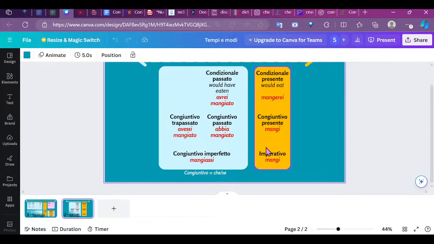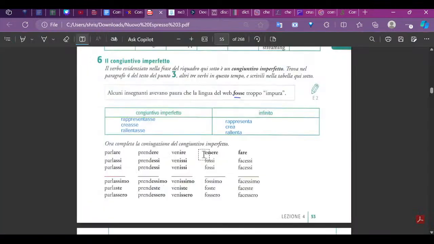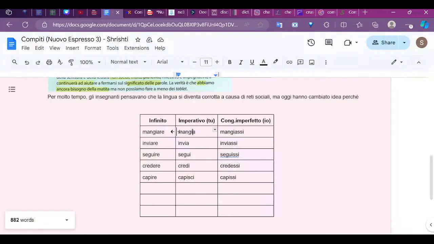Imperativo, imperfetto. This helps me, because I know that for most verbs, which are A-R-E and pretty regular, parlare becomes parlassi. The third form is different: parlasse, prendesse, venesse, fosse, facesse. So it's the S. You can even call it the S conjunction. Well, it's a mood, but it's the same thing in a sense.